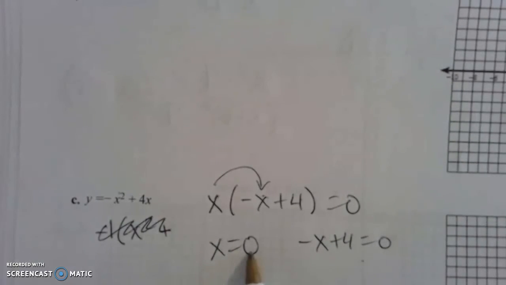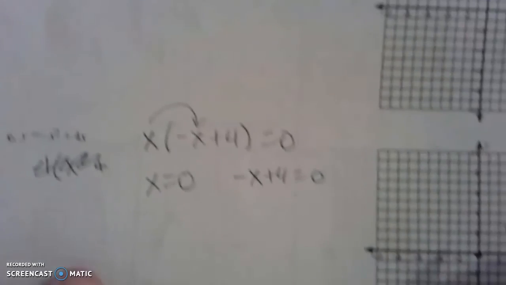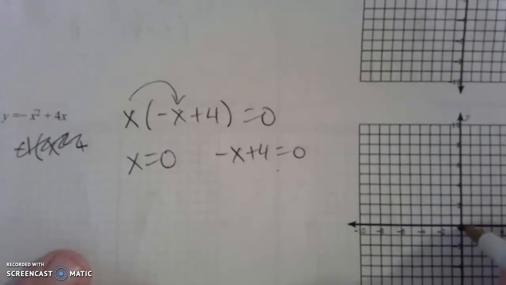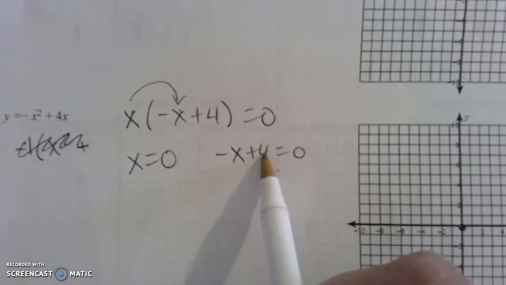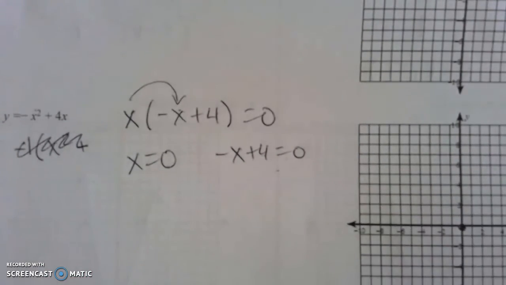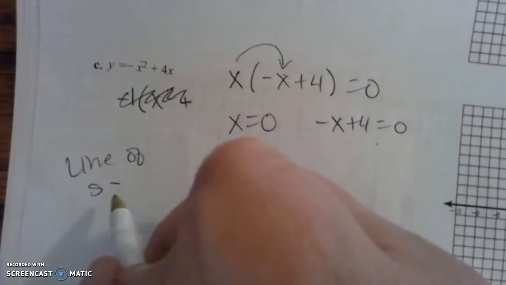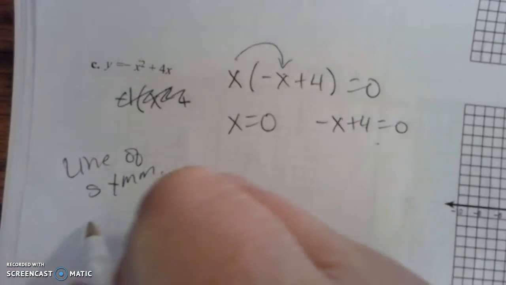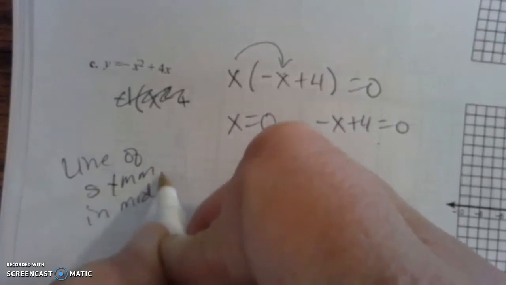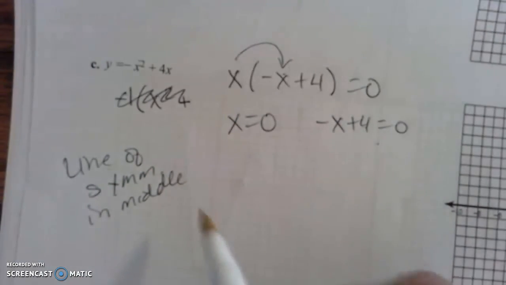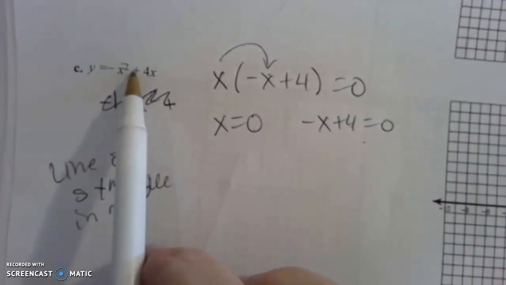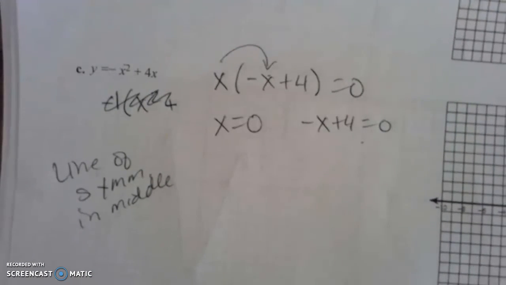This is going to find your x-intercepts. Here's one of your x-intercepts, x equals 0. Solve this one to find the other one. Again, then find the line of symmetry, which is in the middle. Plug in whatever the line of symmetry is into this equation, and you'll find the vertex.